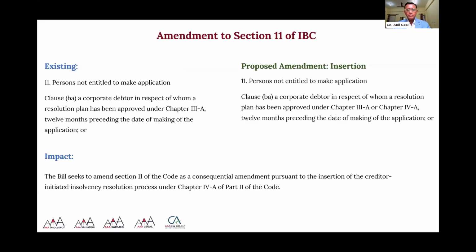Now, we have already discussed up to section 10 of IBC, and today we would be discussing section 11 of the IBC. The existing provisions of section 11 say that certain persons are not entitled to make applications for initiating the CIRP under section 7 or under section 9 or under section 10.